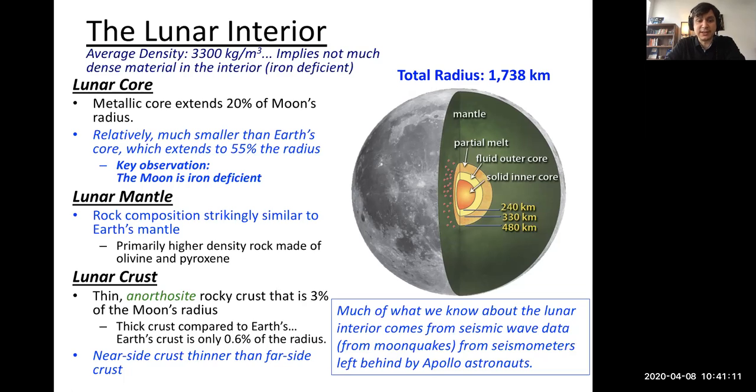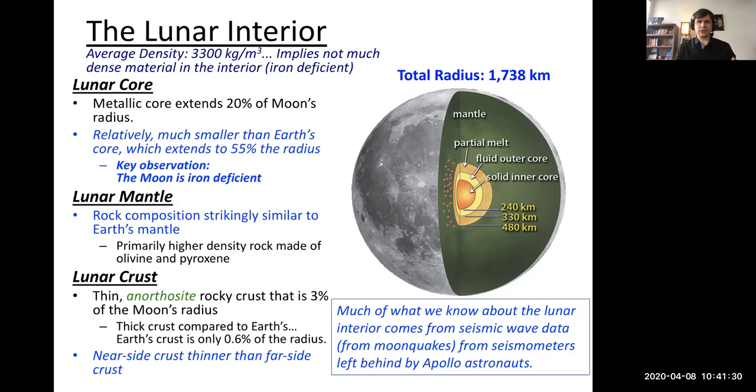and the crust is relatively thicker than Earth's crust. The lunar crust is about 3% of the moon's radius, making it a pretty thick crust. And for our geology people out there, it's anorthosite, is mostly what the crust is made out of, which is the kind of rock that you expect if you have a lava.